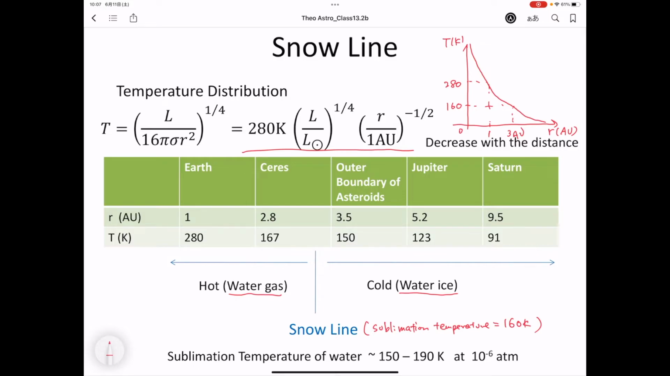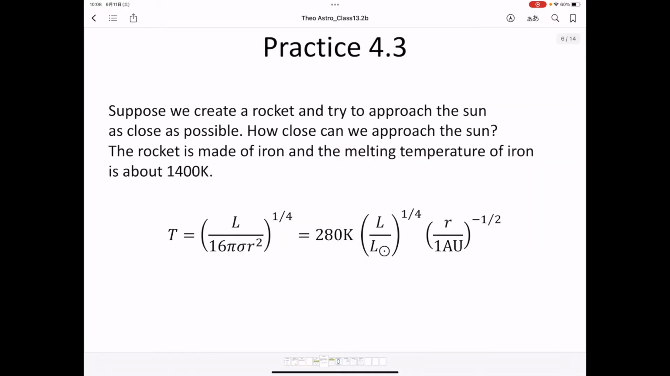So if you consider the positions of each object in the solar system, in the Earth regions, temperature is 280 kelvins. Then water becomes a gas phase. In the position of the asteroids, temperature is 167 kelvins. So it's very close to the sublimation temperatures. In the locations of Jupiter and Saturn, temperature is lower than the sublimation temperatures, so we expect the phase of water becomes ice.